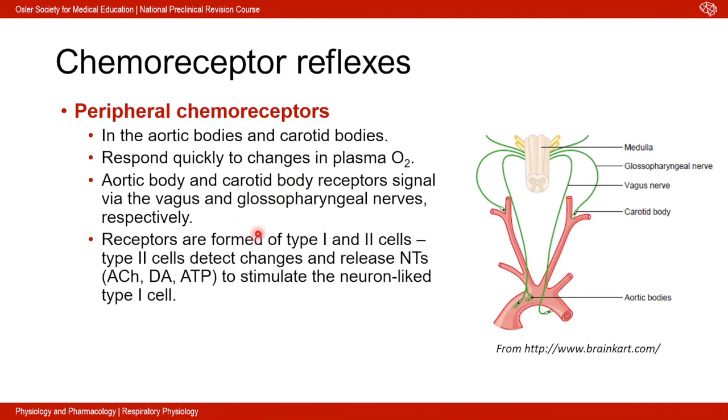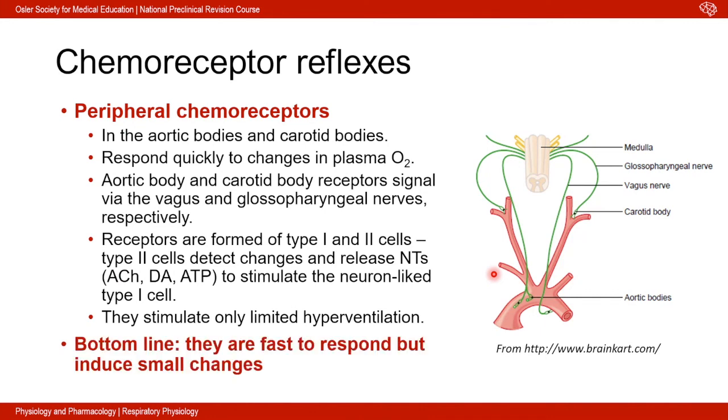These receptors, and this is a lot of detail, are formed of type 1 and type 2 cells. Type 2 cells are detecting the change in oxygen, and they're releasing neurotransmitters which stimulate the type 1 cells. The neurotransmitters they release are acetylcholine, dopamine, and ATP. The changes they induce aren't actually that great compared to the other receptors. So the bottom line is they're fast to respond, but they only induce small changes. And the other thing to note is that it's a response to oxygen as opposed to the level of CO2.